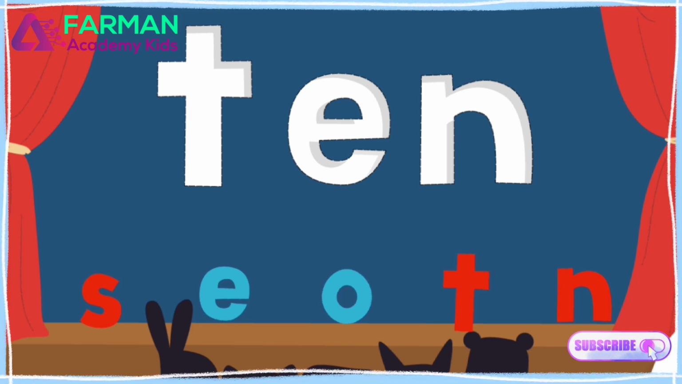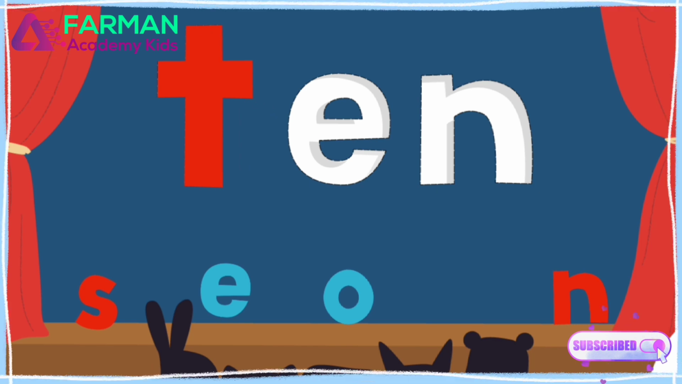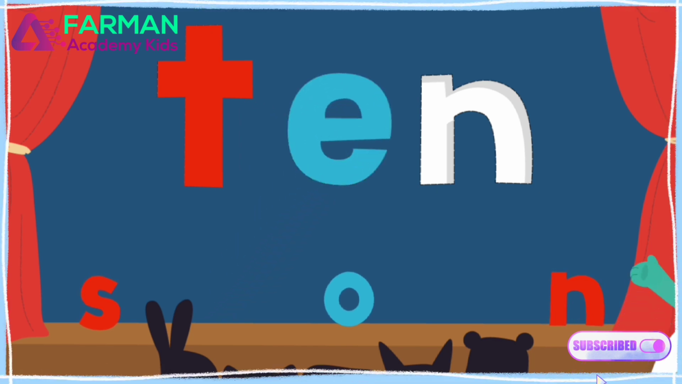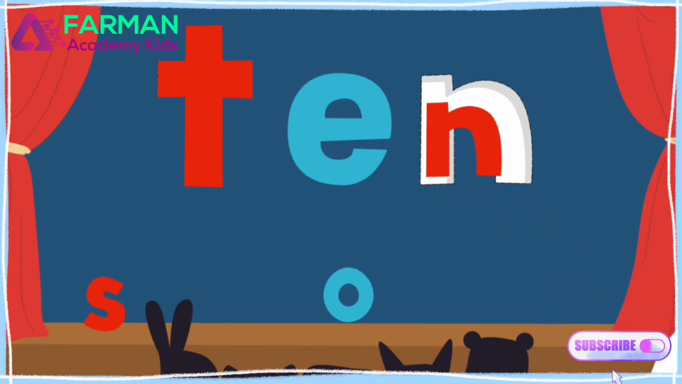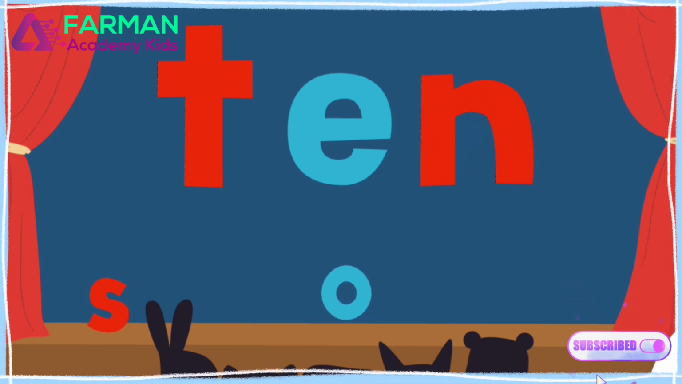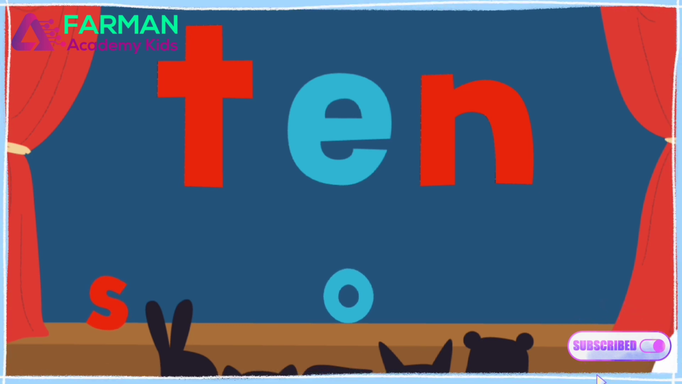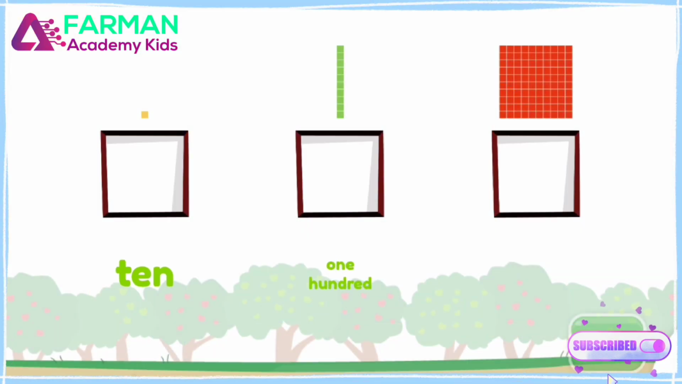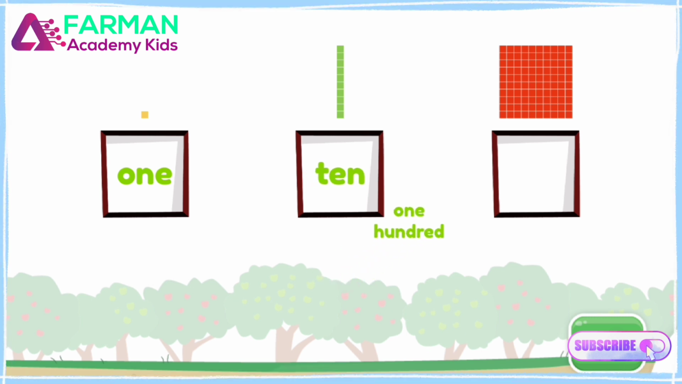Drag the words to the box below the matching base 10 blocks. You match the words with the blocks. Let's do some spelling. Slide the letters to spell 1. O N E. Nice! You spelled the word 1.